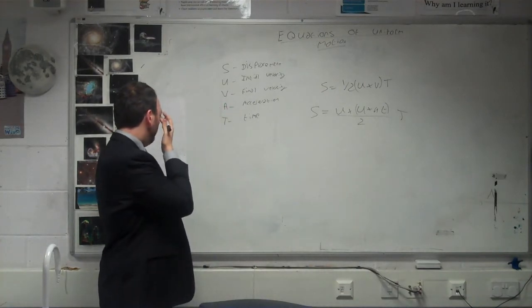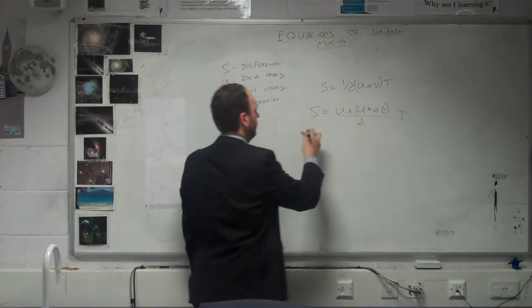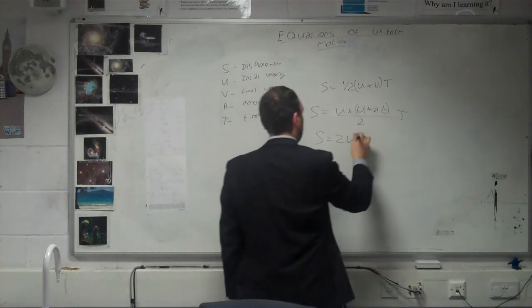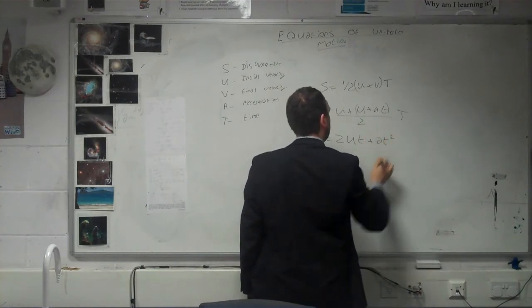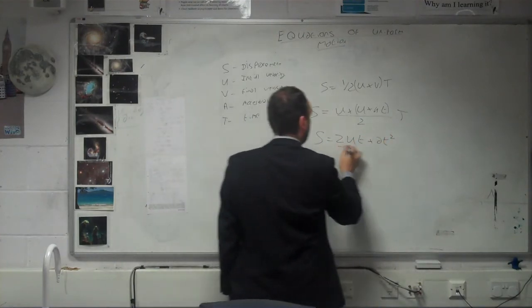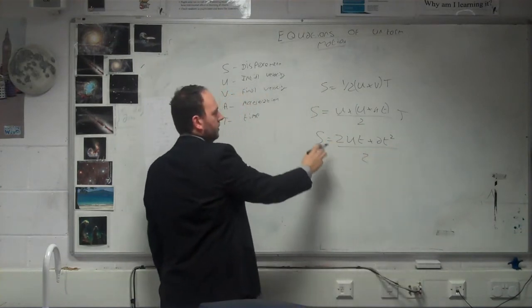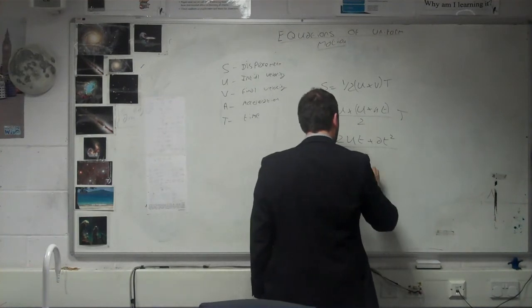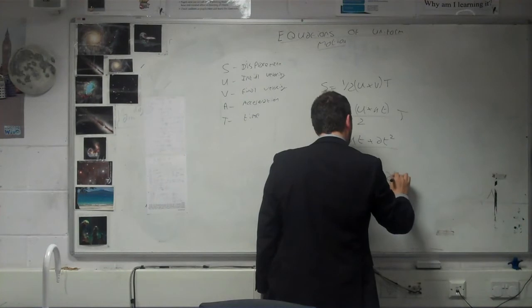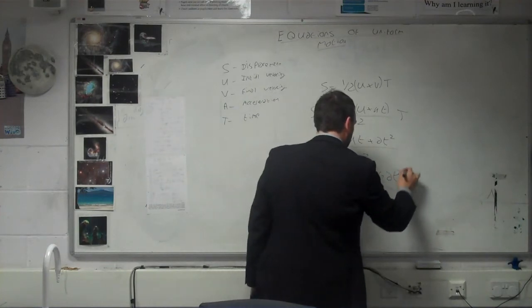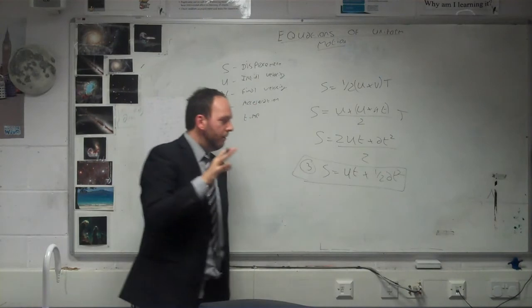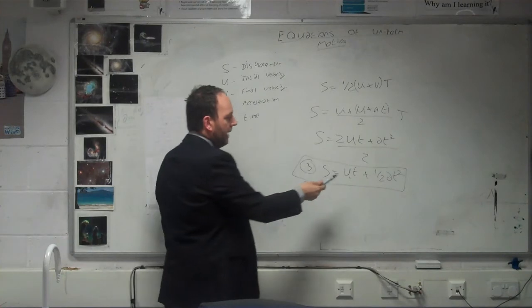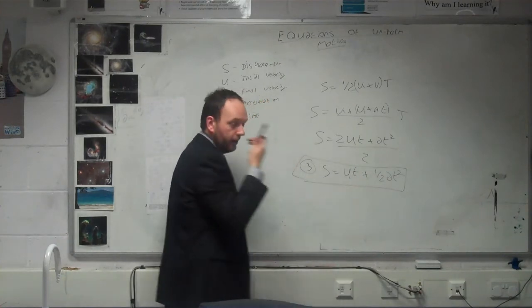Obviously the next thing we want to do is multiply out these U's. So we end up with S equals 2UT plus AT squared all over 2. Our 2's cancel out, so we end up, our third equation is S equals UT plus a half AT squared. This is my favourite of the three for two reasons. I think it looks most physicsy, and this UT factor is lovely.